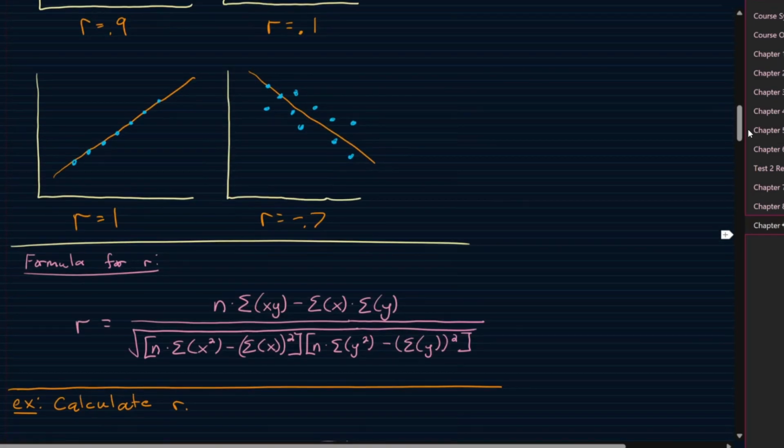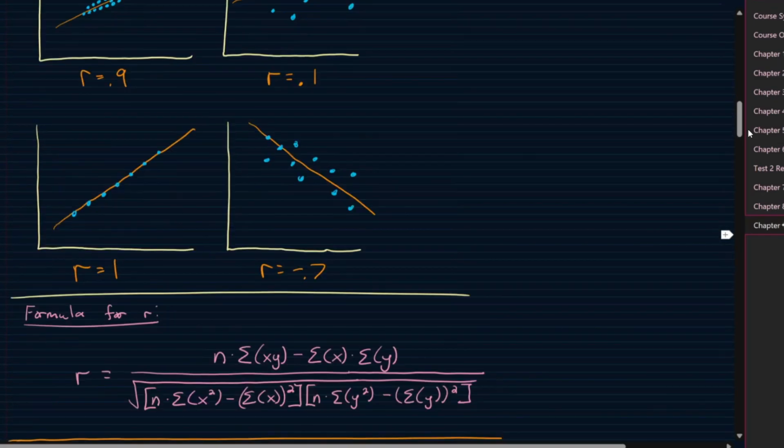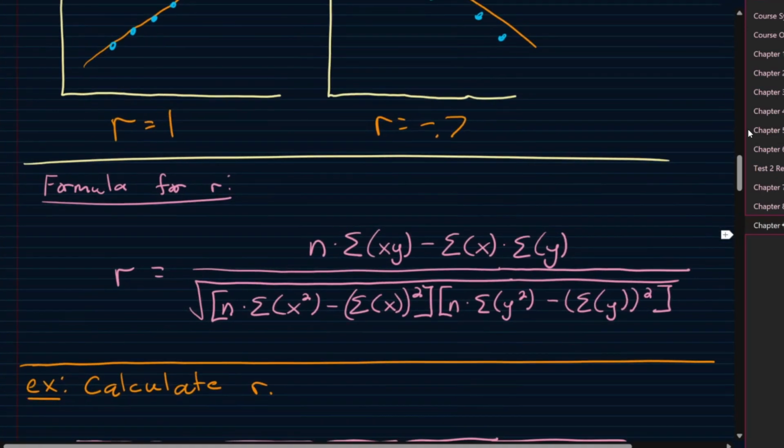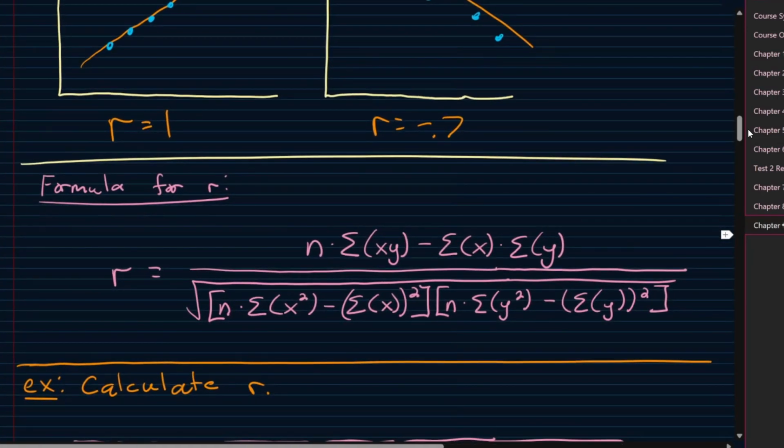And the formula for R is definitely not pretty. You know, no point memorizing it. Even in my in-person classes, I give them this formula on the test. It's just too much to memorize. So just make sure you know how to use it, that you can plug it in the calculator correctly, etc., etc.